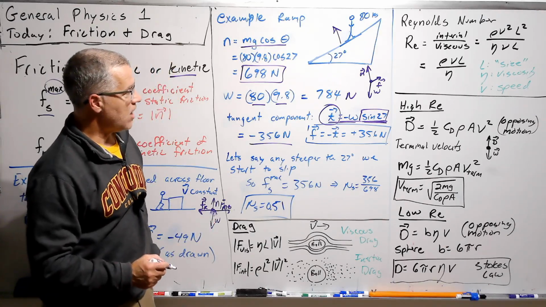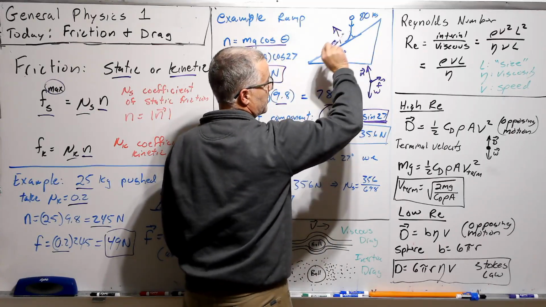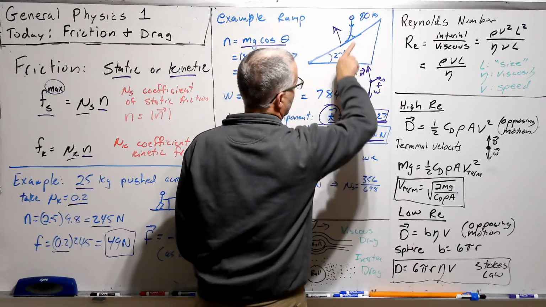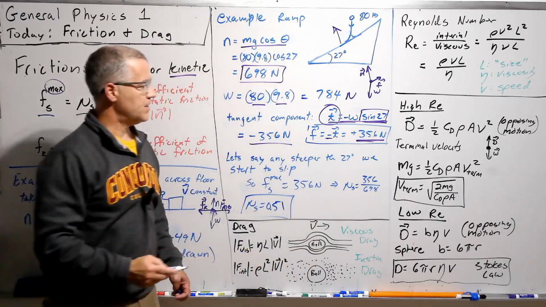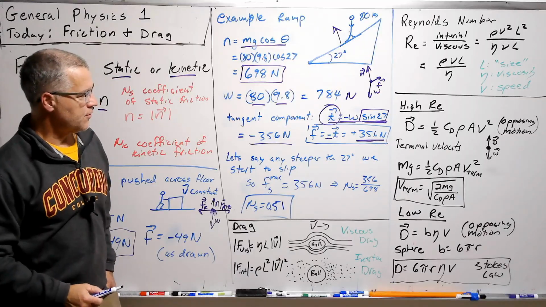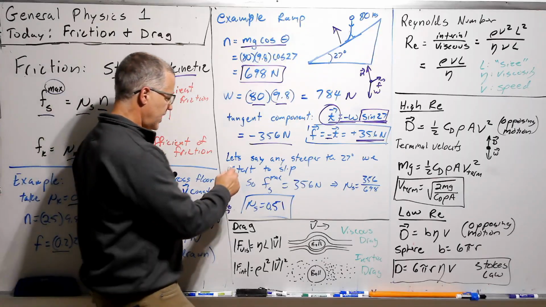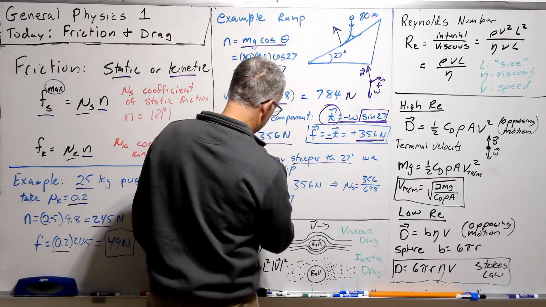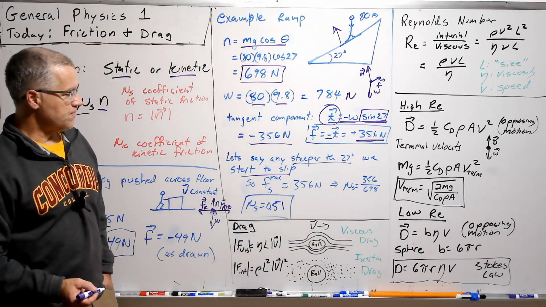If I now look at the frictional force, that's got to oppose that. So it's got to be opposite. It's got to be pointing up the hill, or in the positive x prime direction. And so we're looking at a plus 356 newtons, or 356 newtons up the ramp. Okay. Now we said that any steeper we start to slip. So let's figure out the coefficient of static friction here.